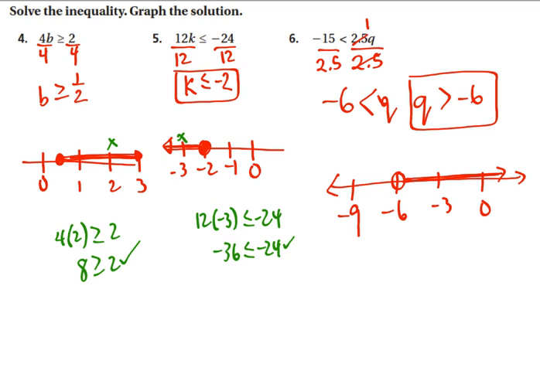Let me go ahead and check a solution. I like the number 0. Negative 15 is less than 2.5 times 0. Negative 15 is less than 0. That's true.